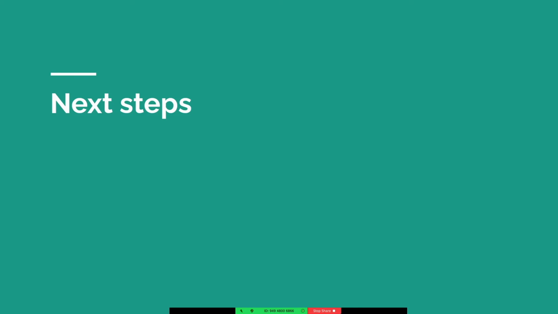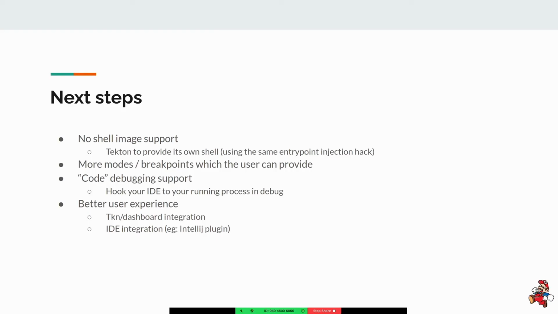All right, so this is more or less the current status of our proposal and our work. Let's see what the next steps are. There are a few things that we need to enhance or add to have a more complete debug feature. One shortcoming right now is that if you are using an image inside your steps that doesn't have a shell, then the debug scripts won't work. You won't be able to continue or break the flow because we need a shell to do that.